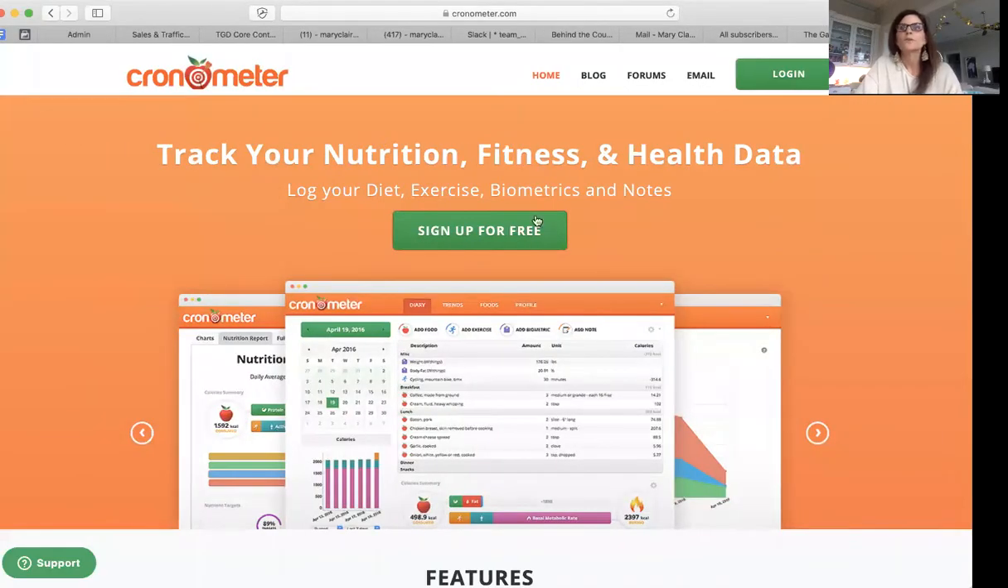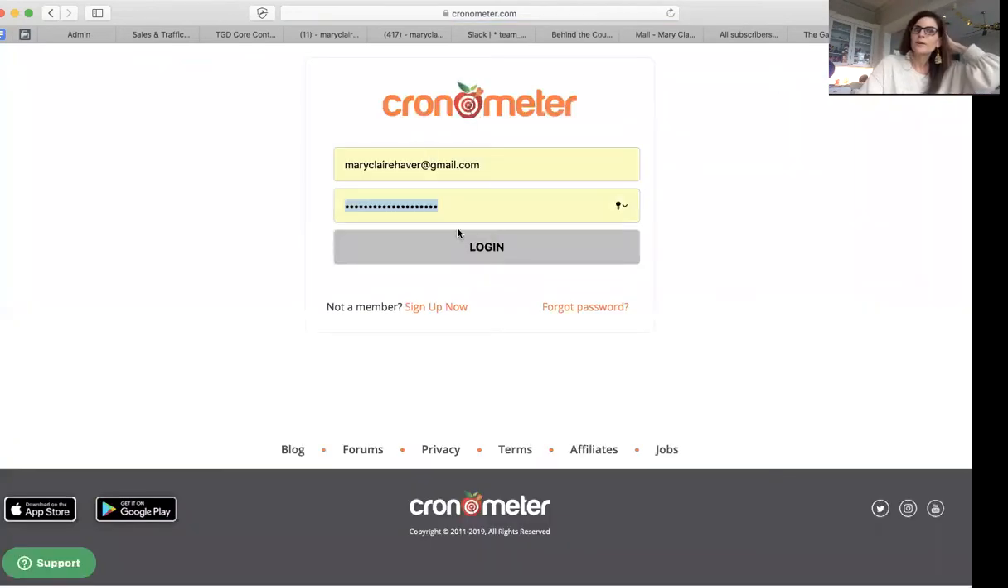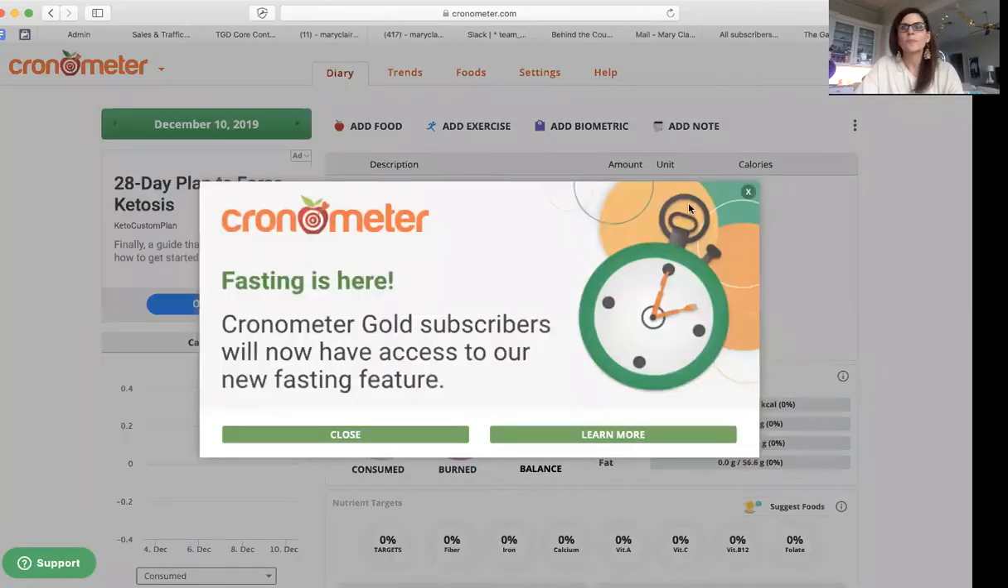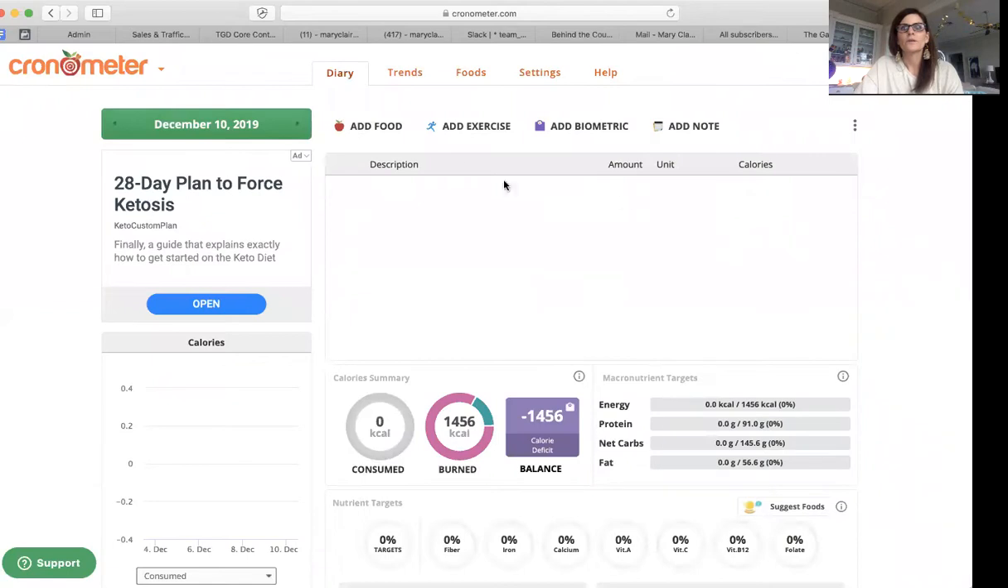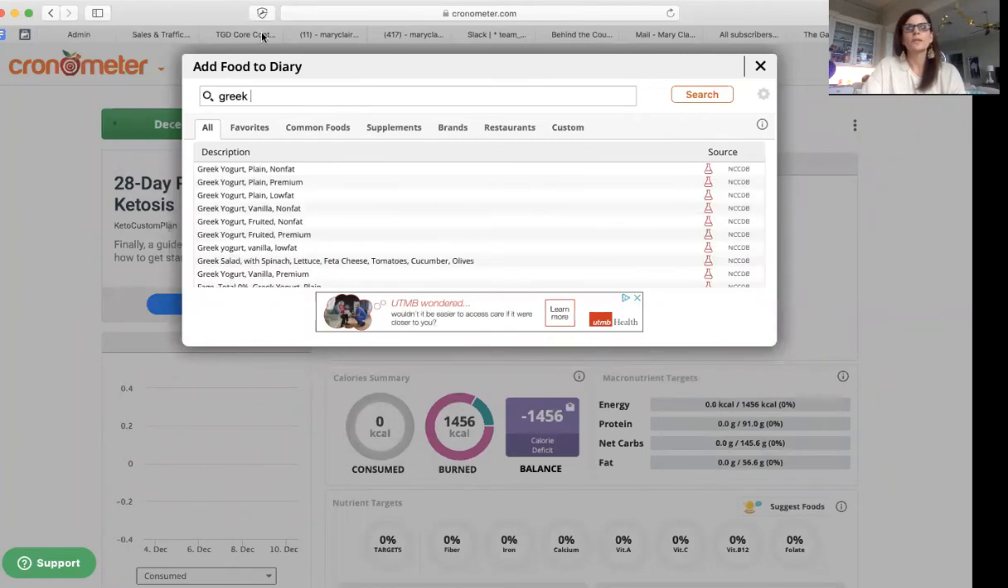Let's go to Chronometer. Okay, so I'm going to log in. Hopefully my password is saved here. Yeah, okay, log in. All right, so this one is on the new-ish side to me. Okay, so I'm going to add a food. See this button here? We're going to add a food, and I'm going to add in my Greek yogurt, plain.